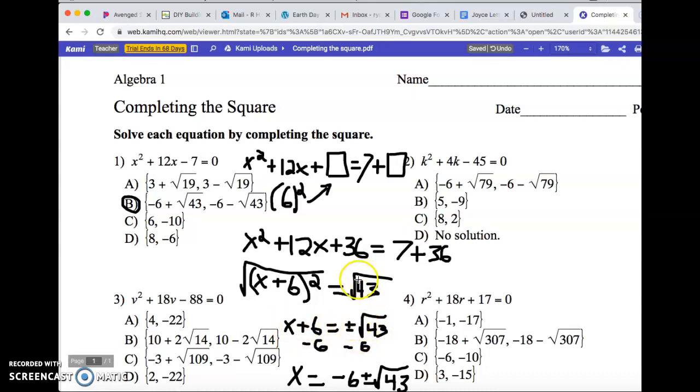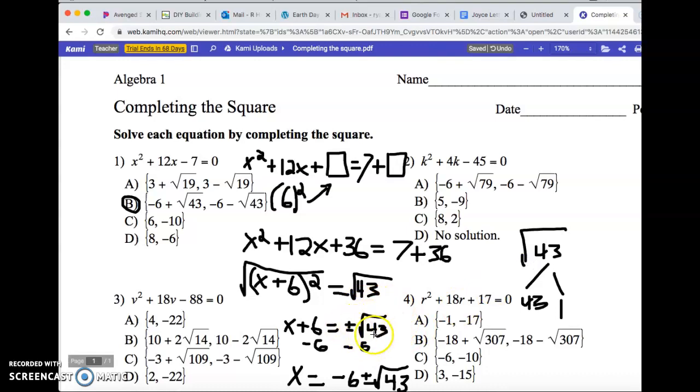But plus or minus radical 43 does not reduce. If you try to do a tree and do radical 43, well, it's prime. It doesn't break down any further. So you're only going to get radical 43 and 1. So there's no reducing this radical 43. The radical has to stay as a 43. It doesn't become regular 43.